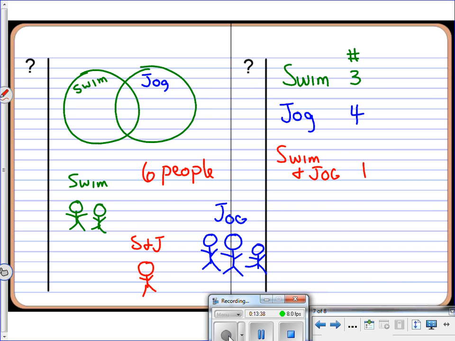All right, take a look at this problem. Left and right-hand side to disperse the information. We have a total of 6 people that we're talking about. Count the people down below. You got 6 people there. And we need to put them into their categories, okay?